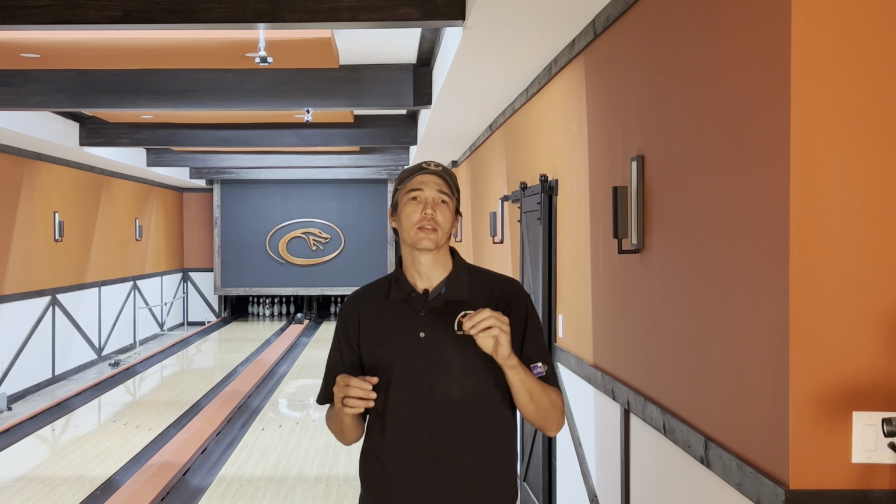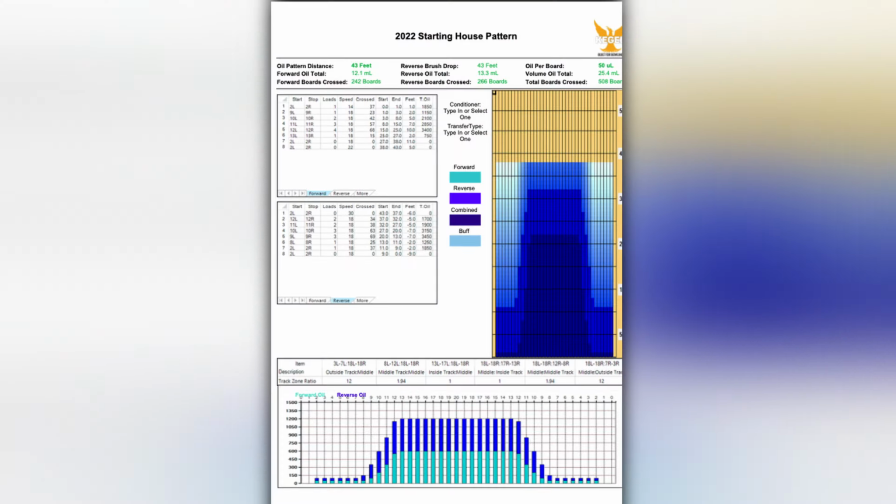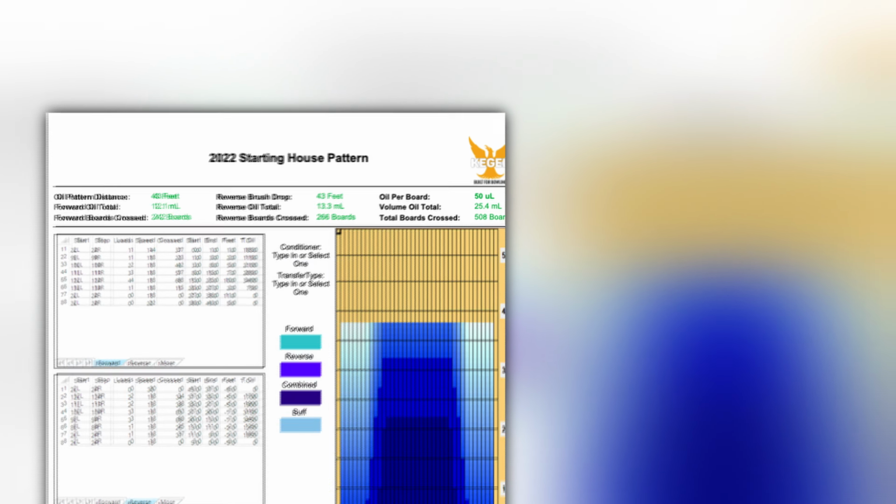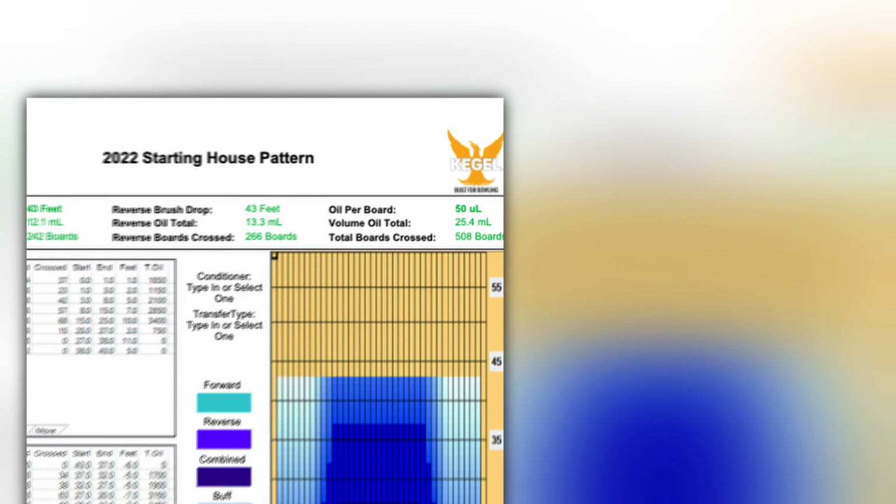The volume that is on the sheet is the amount of oil that has been applied for that particular pattern. The higher the volume, the more oil. So the average amount of oil applied to a pattern is usually between 20 and 25. The volume is usually an indicator of how long the pattern will last before transition starts to occur. Not always, but as a general rule, that's something good to go by.